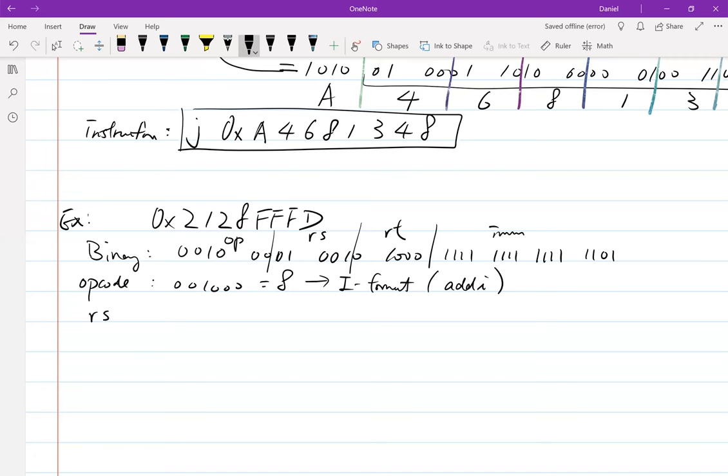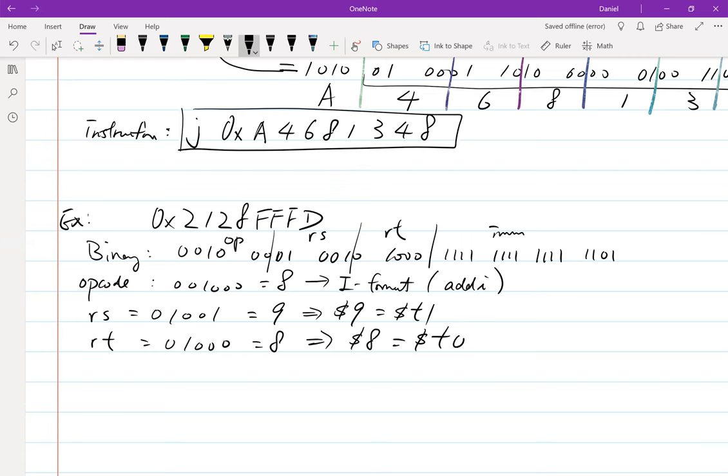Okay, so RS will be 01001, which is, am I right? Yes. So I have 16, no, eight, am I right? 1, 2, 3, 4, oh, I have 6. So I have 9, that makes more sense, okay? Which is register 9, which is T1. Okay, so again, look at the MIPS sheet. Our RT will be 01000, which is 8, which is register 8, which is T0.